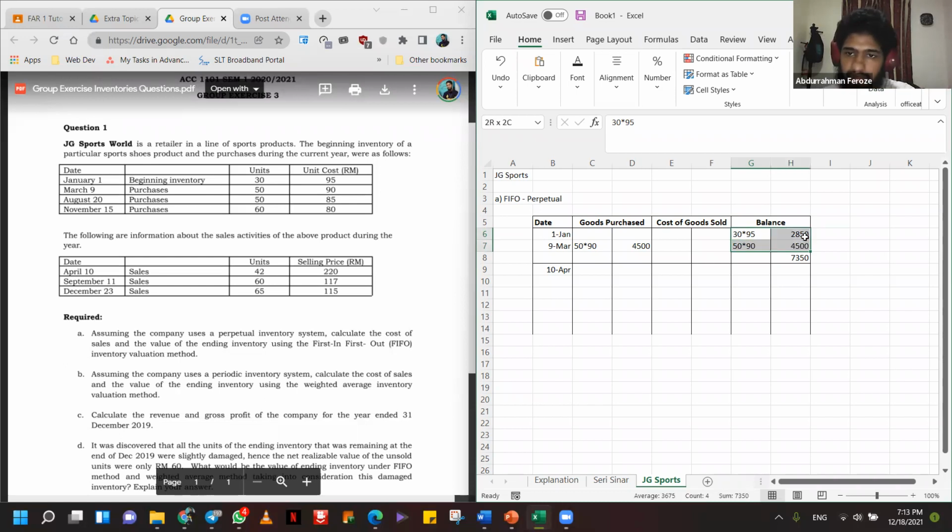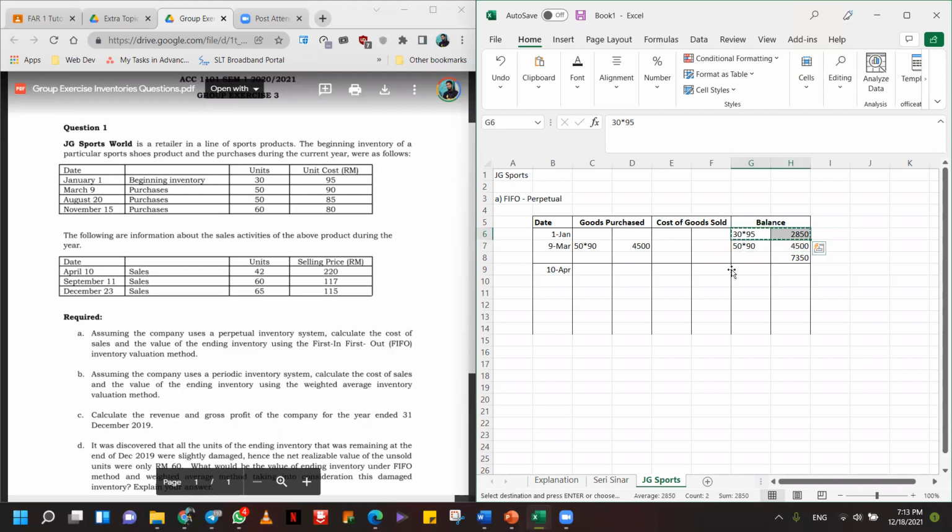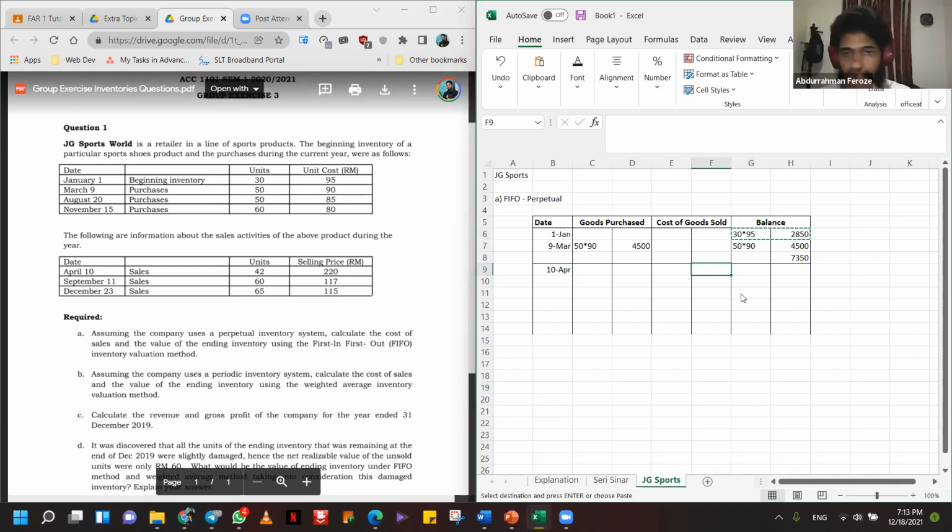So now we sold 42. From those 42, 30 of them we sell from the one we had before, the one that was costing 95. We sell that first, and then for the remaining 12, we're left with the products costing 90. We sell that sports product. So 90 into 12, how much is that? All right, that is 1,080.